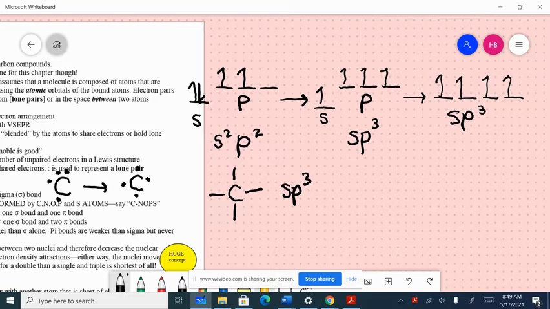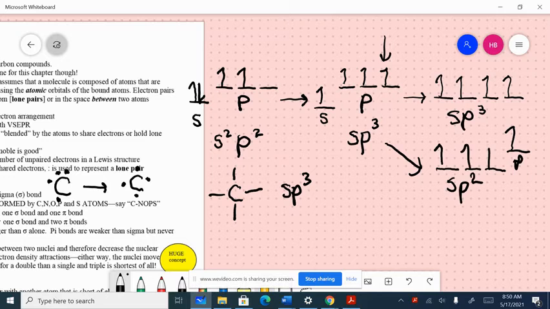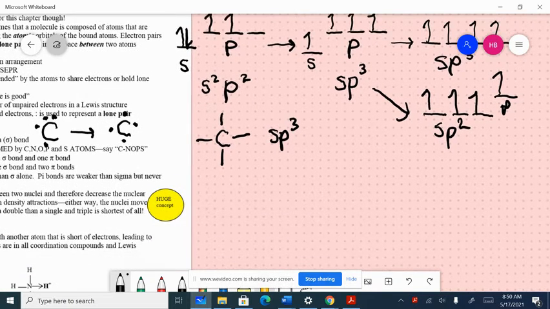Now, if we're going to form a double bond, one of these p electrons is going to be left like that to do that side-to-side double bond. So you will have one S and two P that hybridize, and one P that stays like that to be the double bond. So this is going to be sp2 hybridization, and this is going to be for double bonds. So if you have a carbon that is double bonded like this, this will be sp2.